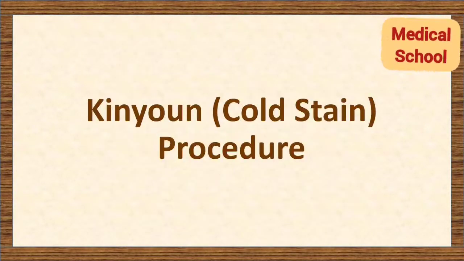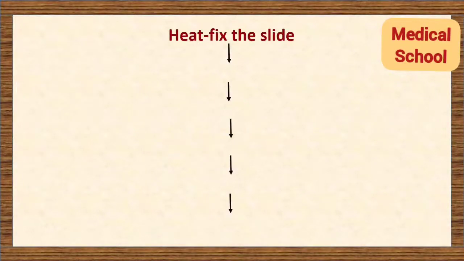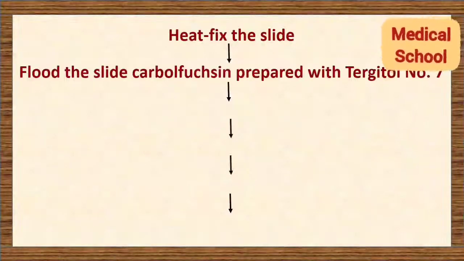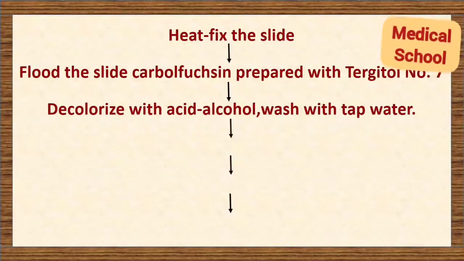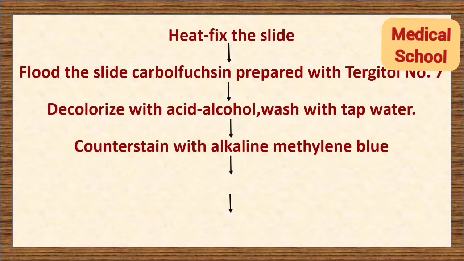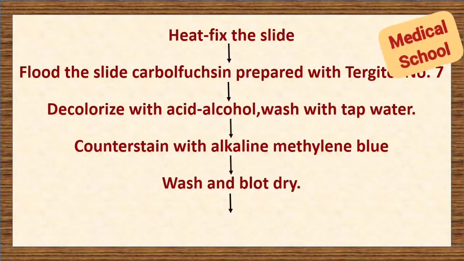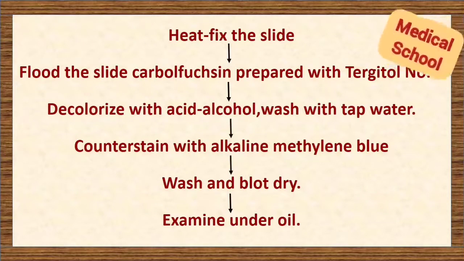Kinyoun or cold stain procedure. This method may be used instead of, or in addition to, the Ziehl-Neelsen procedure. Heat fix the slide as previously directed. Flood the slide for 5 minutes with carbol fuchsin prepared with Tergitol number 7. Decolorize with acid alcohol and wash with tap water. Repeat this step until no more color runs off the slide. Counterstain with alkaline methylene blue for 2 minutes. Wash and blot dry. Examine under oil. Acid-fast organisms stain red, and the background and other organisms stain blue.